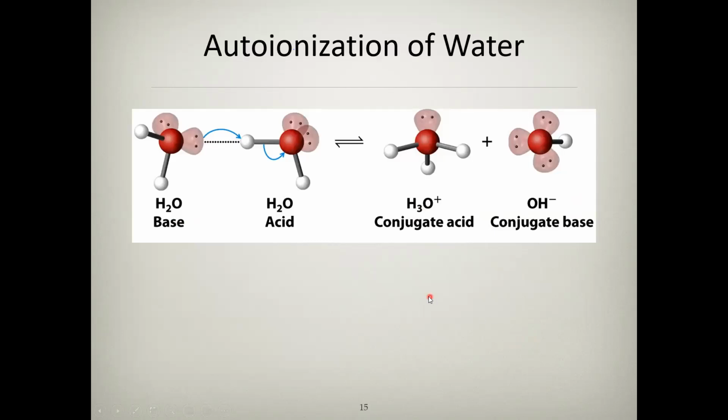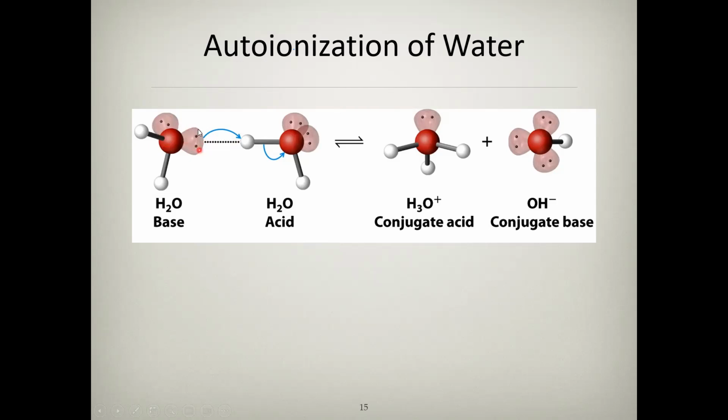But if we look at water, we'll actually see if we have two water molecules, one of them can act as an acid, one of them can act as a base. And this is going to be the autoionization of water, or the self-ionization of water, because the water molecules themselves are ionizing each other. And if we look at what's happening here, the oxygen has two lone pairs to give it a full valence shell, because it's got two electrons in each of the bonds as well. So it's got 8 valence electrons total.